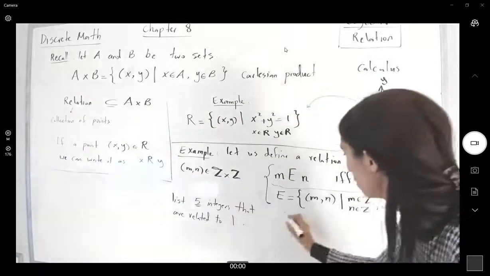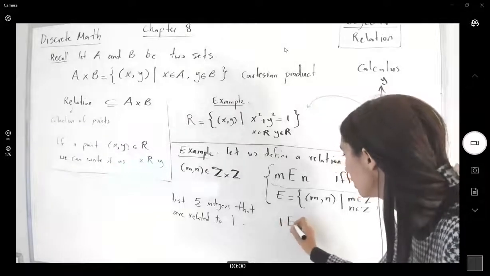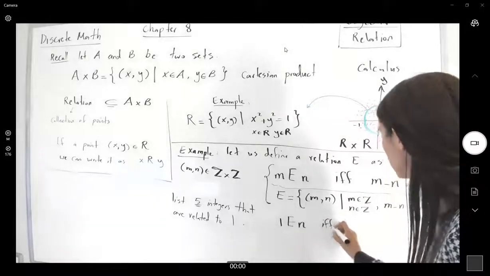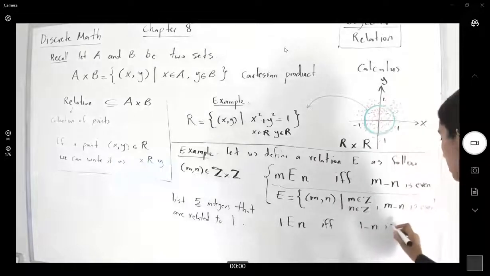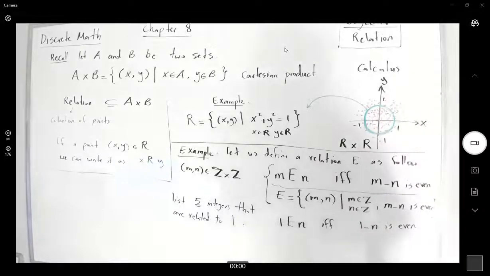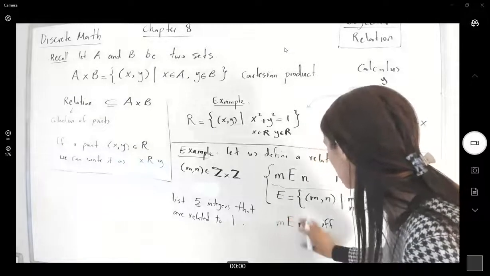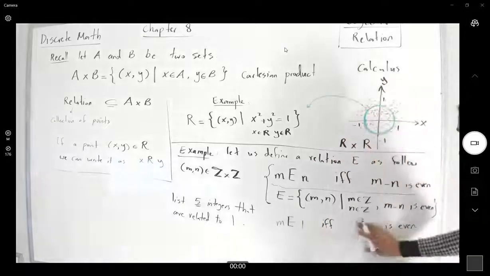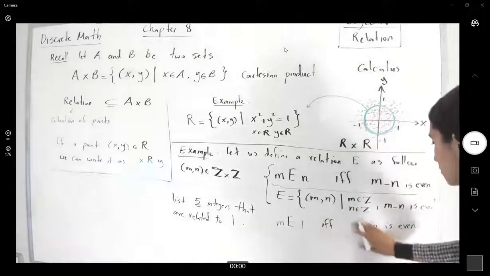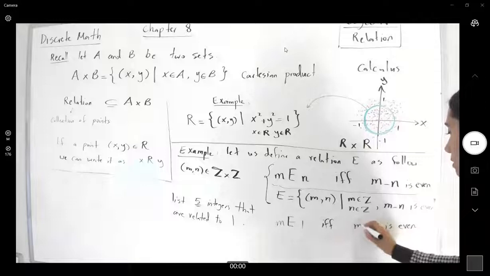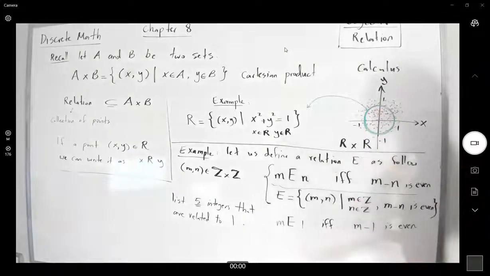It means that 1 is in relation with n if and only if 1 minus n is even. They are in relation with 1, or 1 is in relation with them. We can switch these, it doesn't matter. Later on, you see we have symmetry here, and n minus 1 is even. We can just randomly select integers and check to see if the subtraction is even or not.